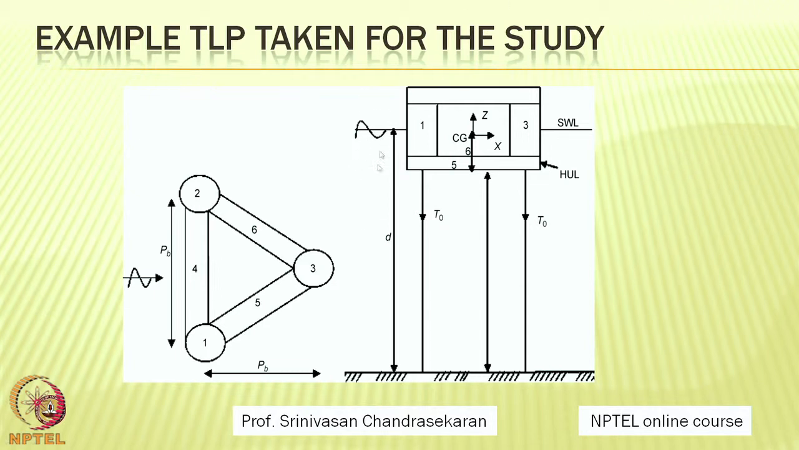The water depth is marked as D. The TLP in triangle has the dimensions in plan PB and PL, plan along the breadth and plan along the length, and that is the mean sea level or still water level that you see. CG is taken at the mass center where the degrees of freedom are marked. So, one can see here the initial pretension is about T naught and the water is about dz as marked here.